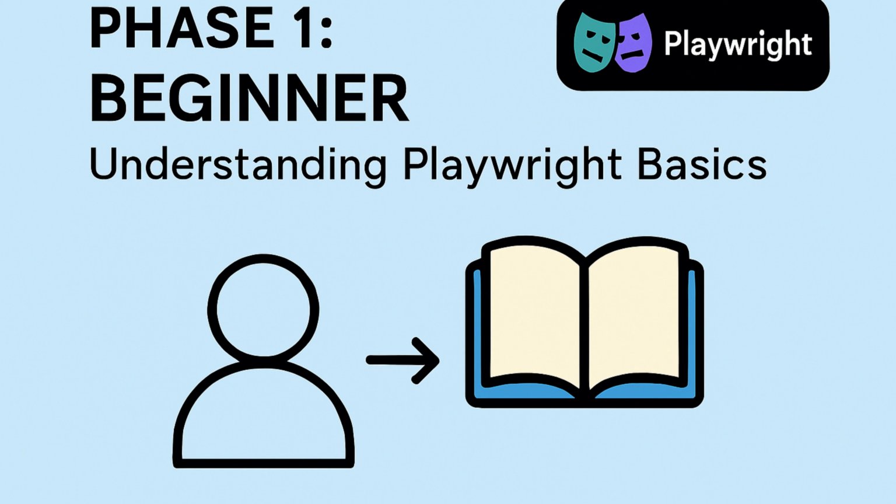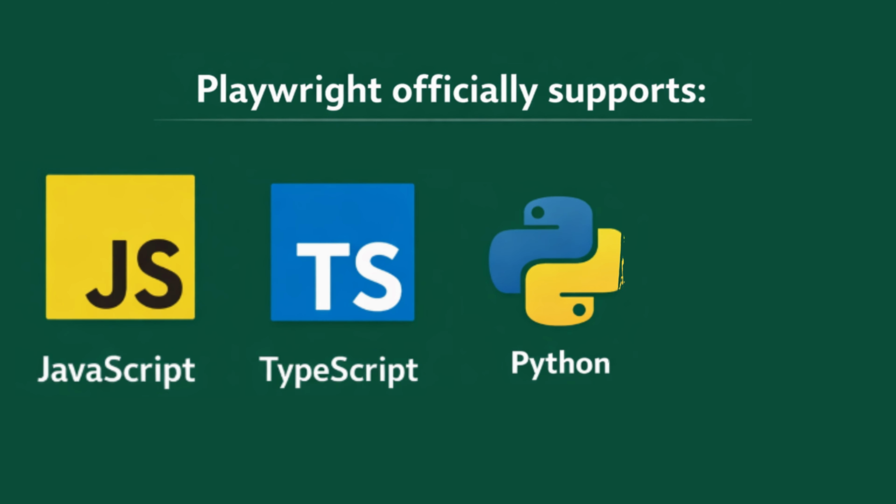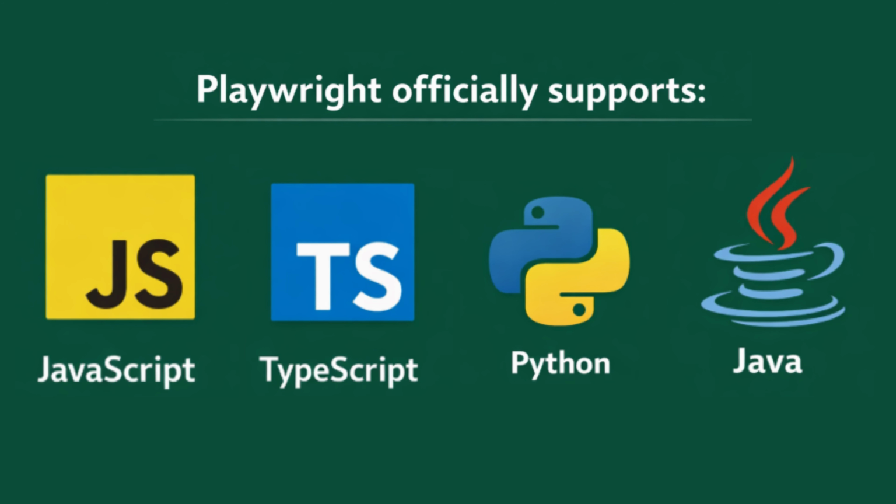Before Playwright, you must choose one language. Playwright officially supports JavaScript, TypeScript, Python, Java. If you're confused, stop overthinking. Choose JavaScript or TypeScript. Why? Because most Playwright jobs in the market use them.